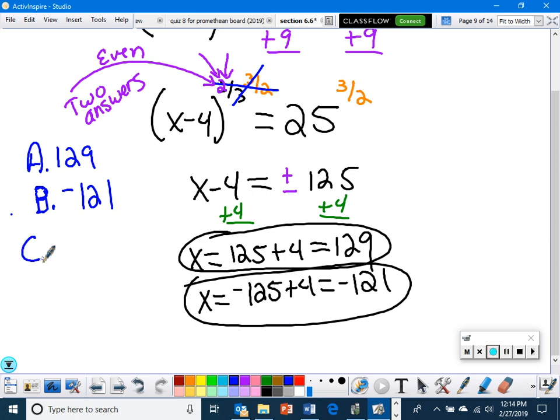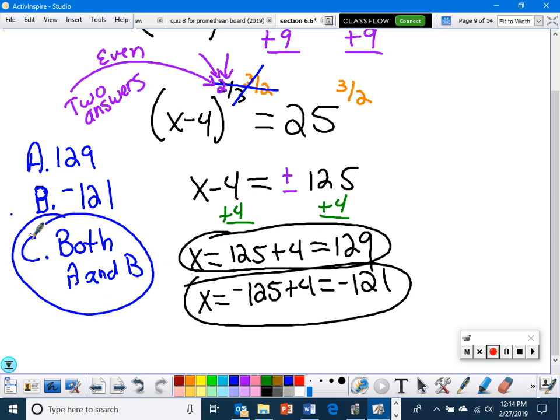Then they might have something like, both A and B, which obviously then you would have to pick. So be aware on standardized tests you might run into that scenario. All right, let's do another one.